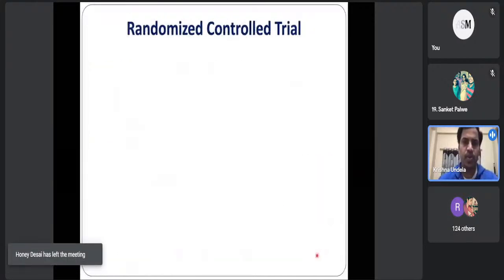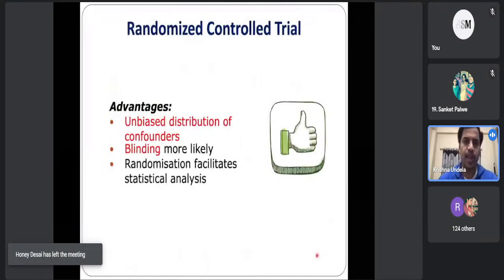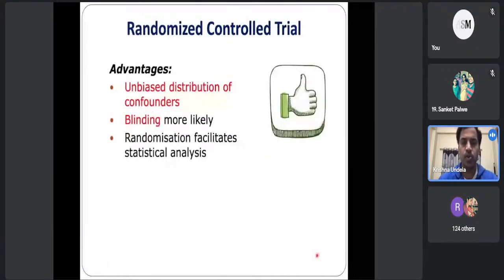Coming to the advantages and disadvantages of the randomized controlled trial, it is very unbiased, and the distribution of confounders will be even, because we are doing randomization here. Blinding is going to be possible most of the time. That's the reason randomized controlled trials are the gold standard in nature. And randomization facilitates most of the statistical analysis that we are going to perform.